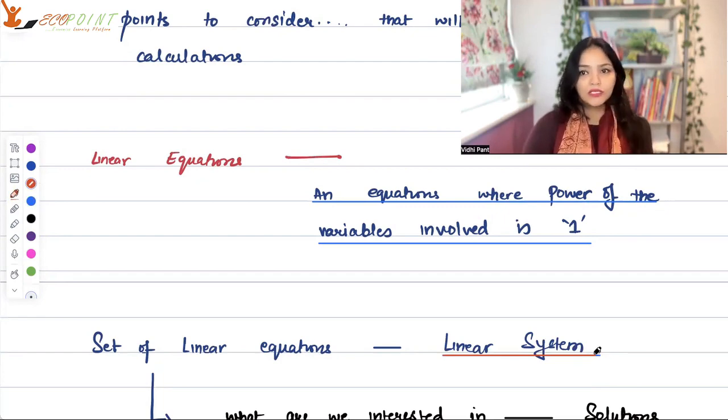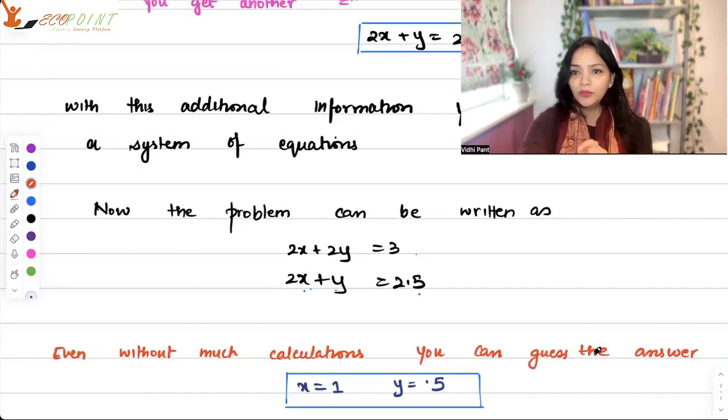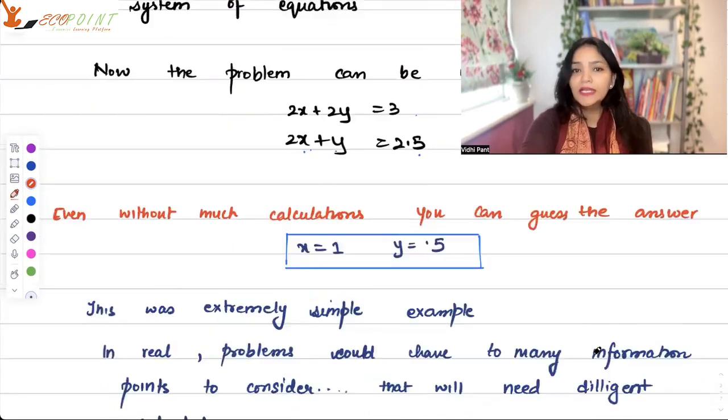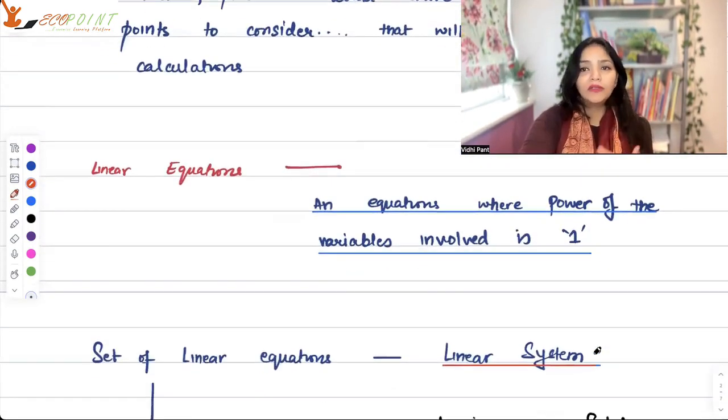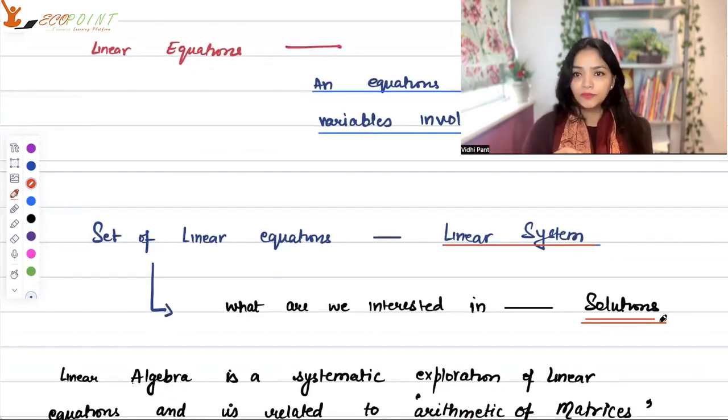What were we interested in? We were trying to find out the individual cost of the drinks and burgers. Similarly, in general, when you have linear equations, you are interested in solutions. So in the previous example, we got exactly one solution. That's called a unique solution. You can have a unique solution or you can have multiple solutions. There could be a scenario where you have no solution at all.